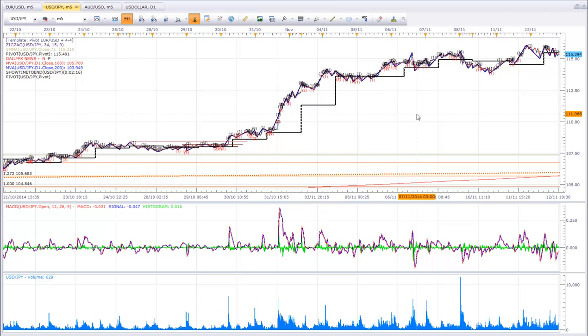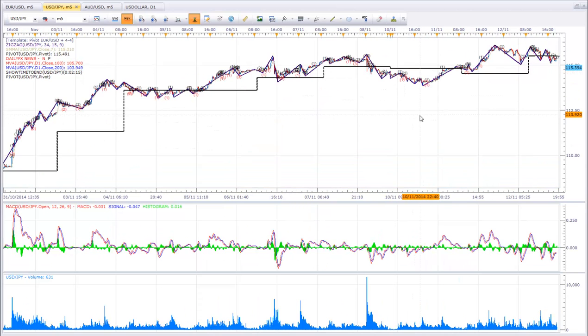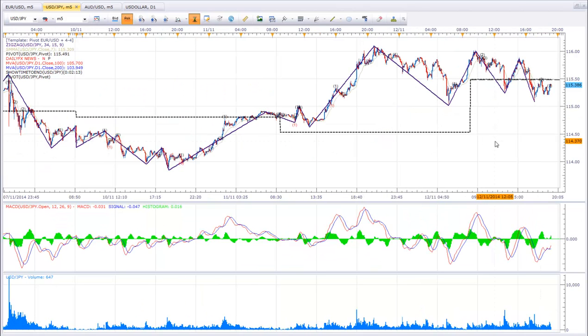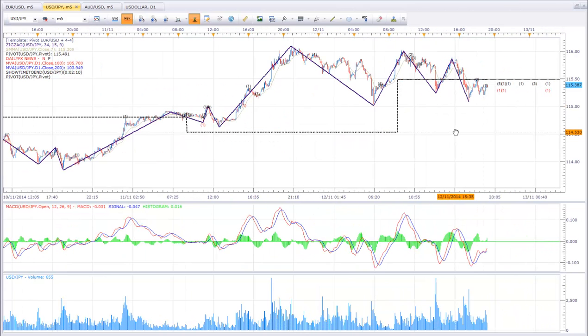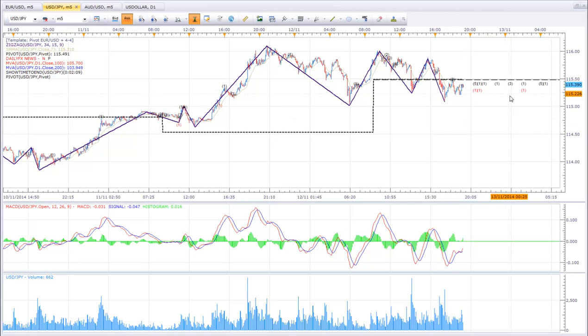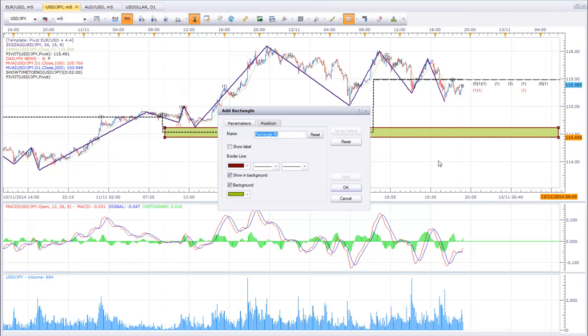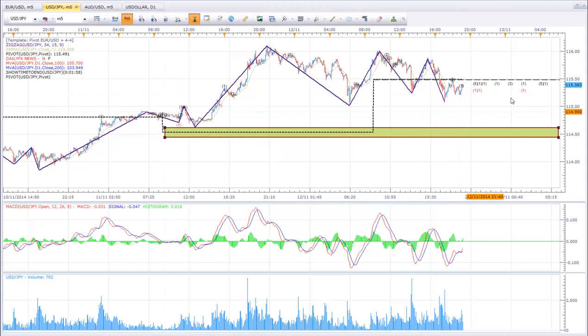At the moment, I still think this is going up. We've had a nice little pullback over the last day, and I am looking to buy this down at these levels here. Let's just line that up. Looking to buy down at these levels here. If it gets close, I'll probably have a crack at it.